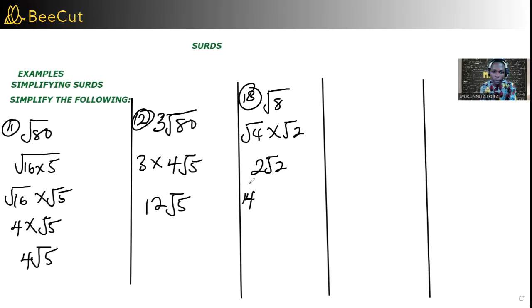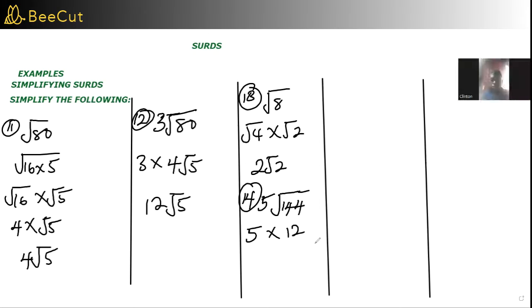And number 14 said, let's see, 5 root 144. So, what do you think that should be? Root 144 is 12 times 12. So, obviously, this is not a surd. 5 times 12, right? Yes, sir. And this is 60.